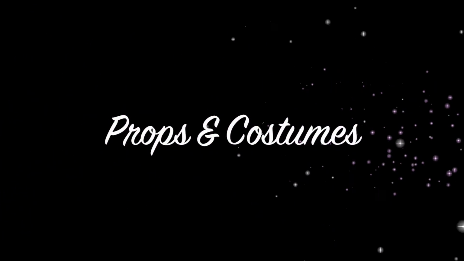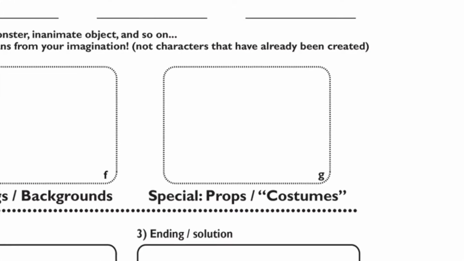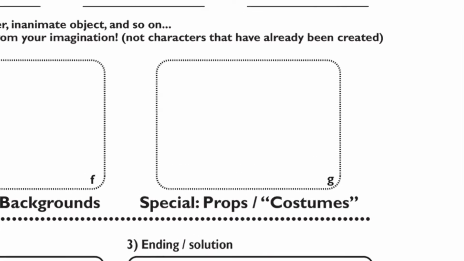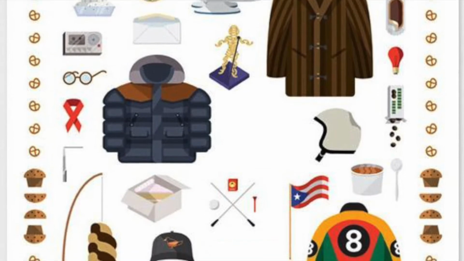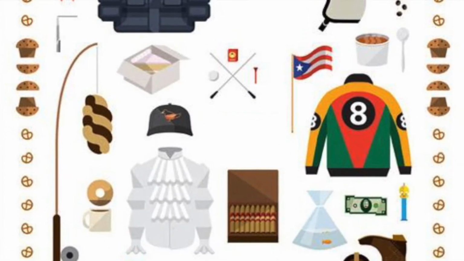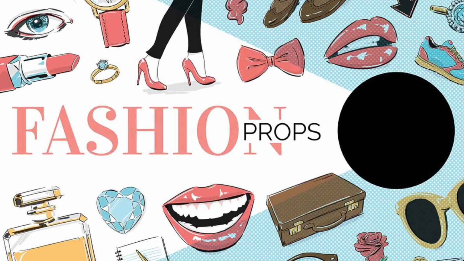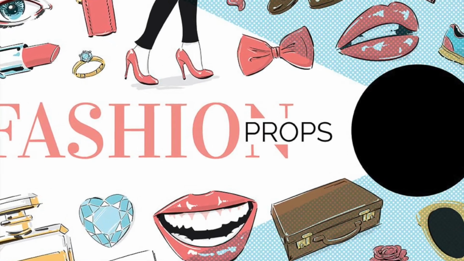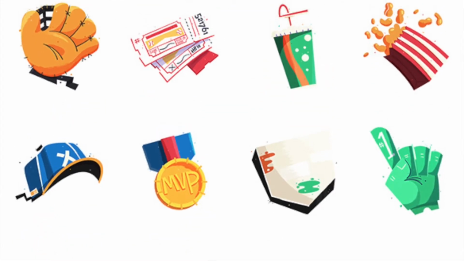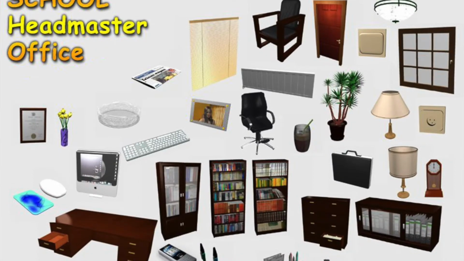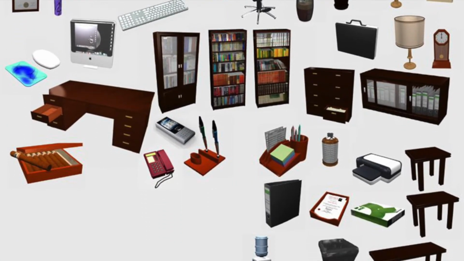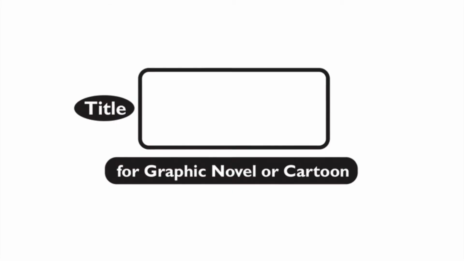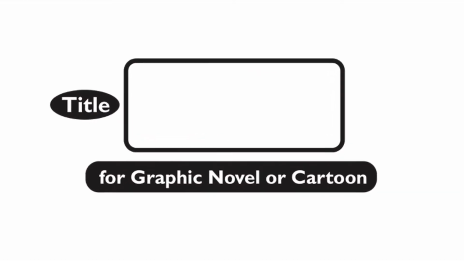Think of any special props, costumes, or disguises your characters might use or wear. These could be clothing items like jackets, hats, or shoes, accessories like medals, glasses, or jewelry, furniture like lamps, secret bookshelves, or clocks. Think of a title. Try to be clever and not to give away the story with it.